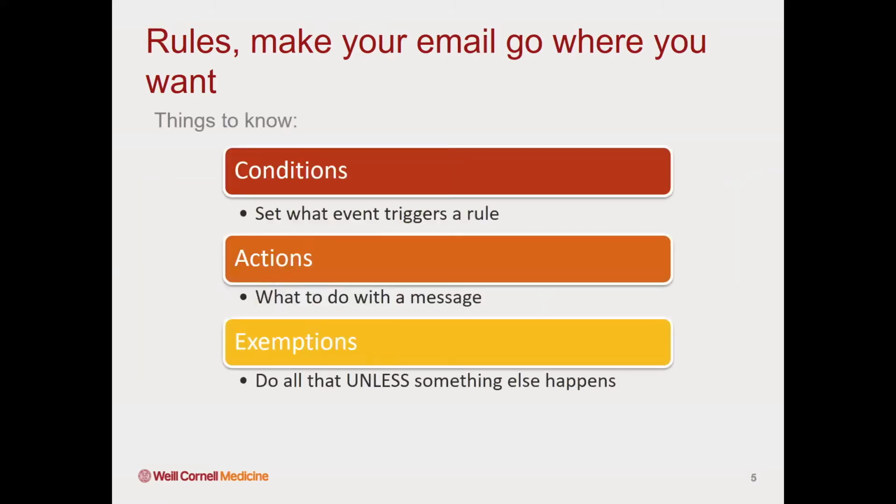All right. So a few things that you want to know about rules. Every rule has a condition, which is something that is going to trigger Outlook to do something with a message. This can be messages sent by a specific person, messages that contain specific keywords, or messages from a specific email address, like anybody from medcornell.edu or from AOL.com. Those are all types of conditions that you can set.